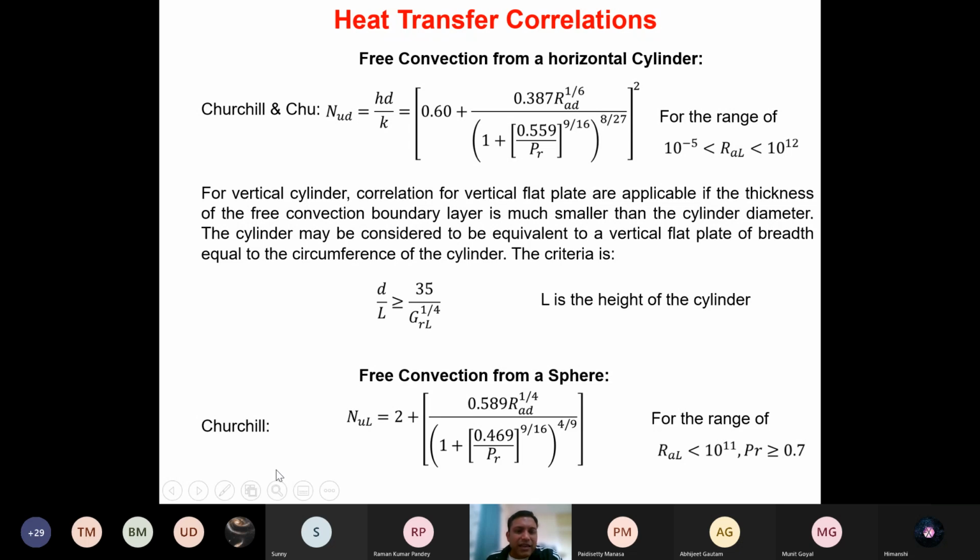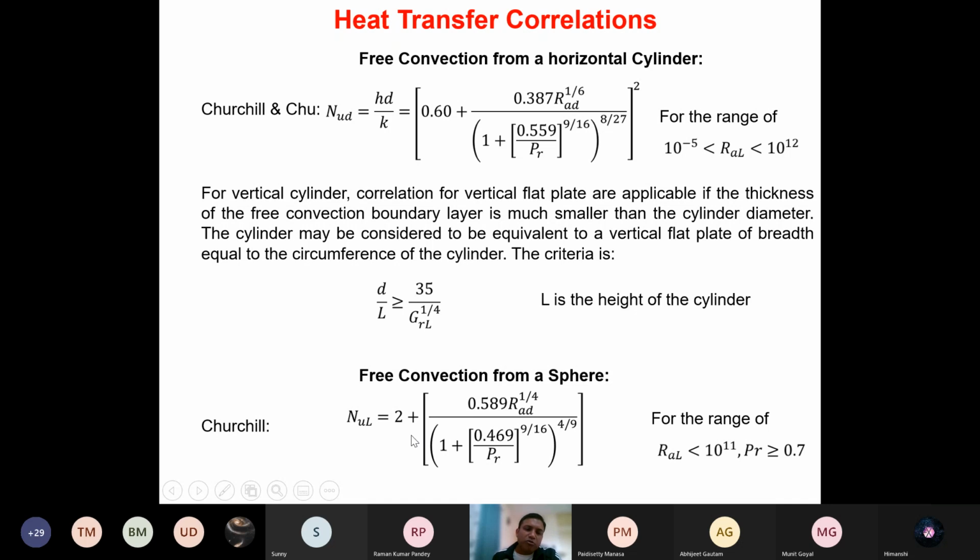Last equation is again given by Churchill. So Nusselt number again given as 2 plus some complicated terms. But here you can see that Nusselt number in this case is also related to the Rayleigh number. But Rayleigh number is calculated in terms of diameter.